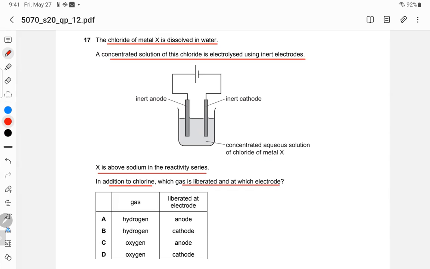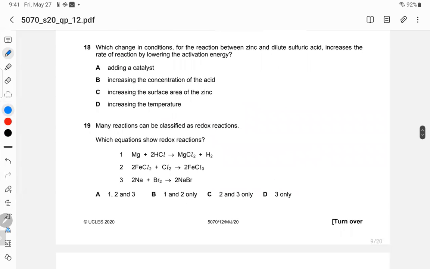And why is that? जी क्यों हाइड्रोजन एट कैथोड? हाइड्रोजन इज लोअर इन रिएक्टिविटी सीरीज, तो वो रेडिली जो है वो बन जाएगा. Very good. So B is our correct answer. Okay. Now question number 18. Which change in condition for the reaction between zinc and dilute sulfuric acid increases the rate of reaction by lowering activation energy? So it's very simple. Whenever we talk about lowering activation energy, it always refers to a catalyst. So A is our correct answer.